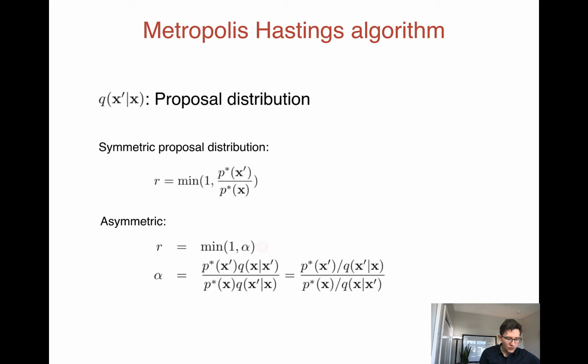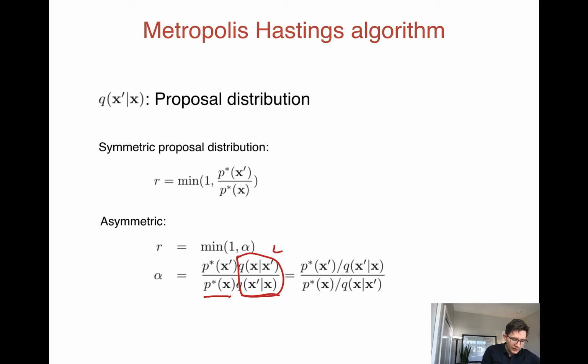That value is going to be the following. It's this first factor, p star of x prime over p star of x. That's exactly what we had before. We're just adding in this additional factor, this one here. I'll circle the whole thing because we mean the whole thing.